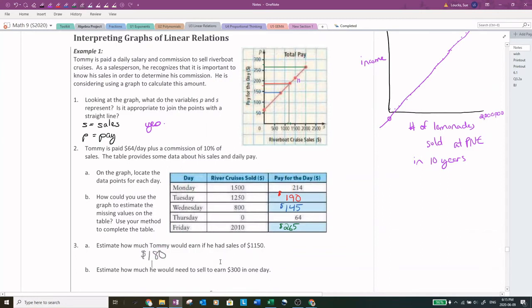And how much would he need to sell to earn $300 in one day? So we're going to start at our 300 and go out to the side until we hit the graph. But wait, there's a problem because there's no graph there to hit. Okay, so this is a good opportunity for me to introduce some vocabulary. There are two words that you need to know. One is interpolate, and one is extrapolate.